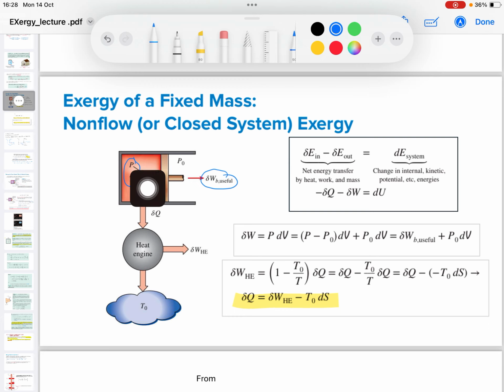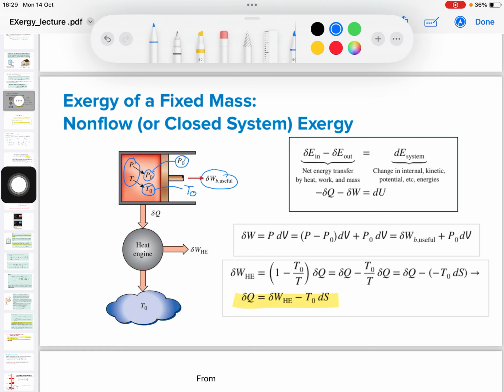Okay, so the expansion process will reduce the pressure inside the cylinder, right, and also reduce the temperature of the gas inside the cylinder. Then I can let the gas expand to push something until the pressure of the gas goes down to equal the pressure of the environment, atmospheric pressure, right, P0, and also the temperature goes down to equal the temperature of the atmospheric condition.